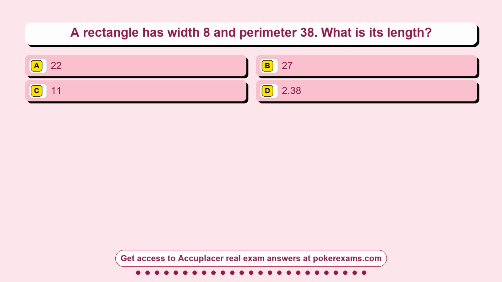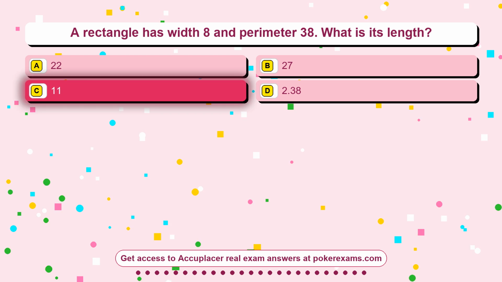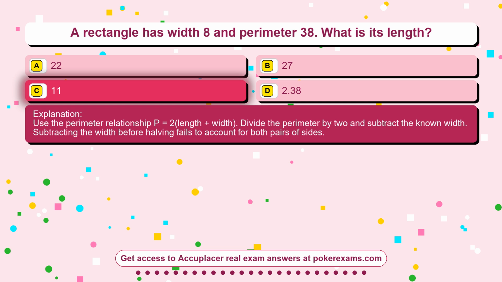Question 10. A rectangle has width 8 and perimeter 38. What is its length? Option A 22, option B 27, option C 11, option D 2.38. The correct answer is option C, 11. Use the perimeter relationship P equals 2 times length plus width. Divide the perimeter by 2 and subtract the known width. Subtracting the width before halving fails to account for both pairs of sides.